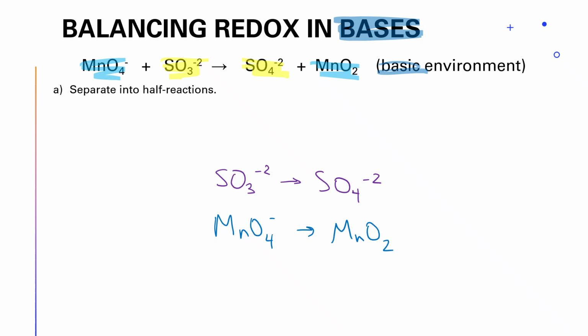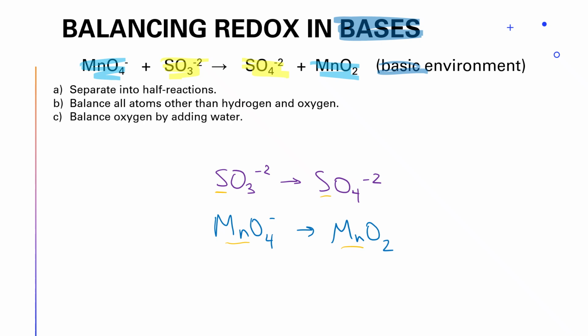All right, I'm hoping that you did. So now I'm going to go through it step by step. I'm going to balance every atom other than hydrogen and oxygen, which means I've got one sulfur, one sulfur, one manganese, one manganese. We are balanced.